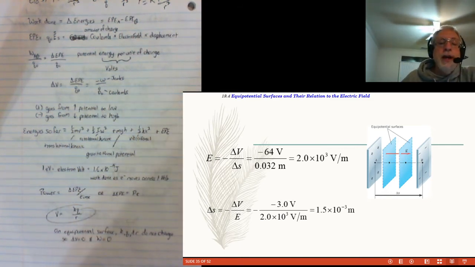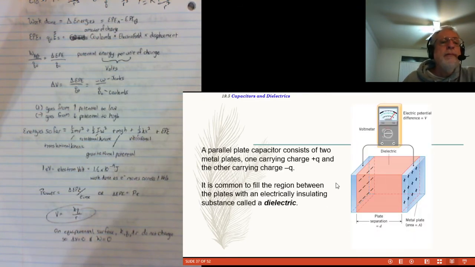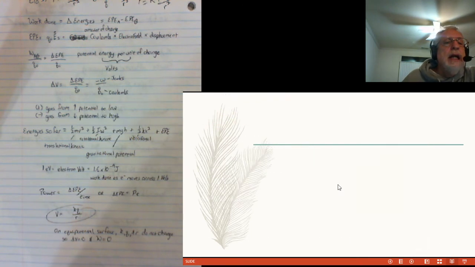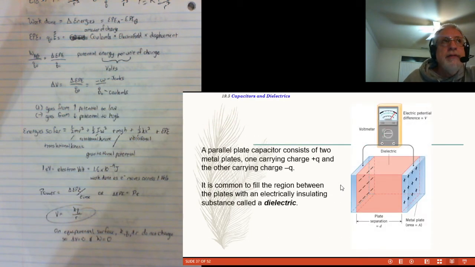You could do this with ratios also. There are other ways of doing this problem. I'm just looking at this, wondering if we're going to have time to get to it this year. We'll at least have time to get to, you should at least know what a dielectric is.